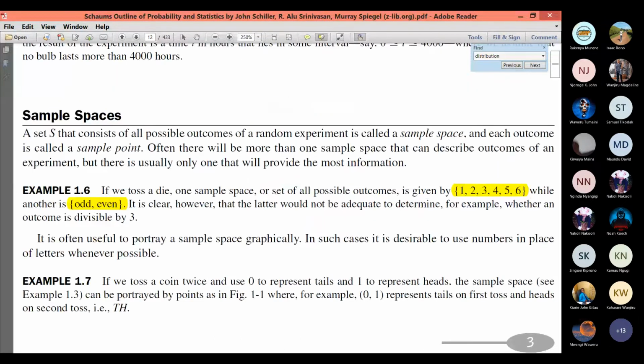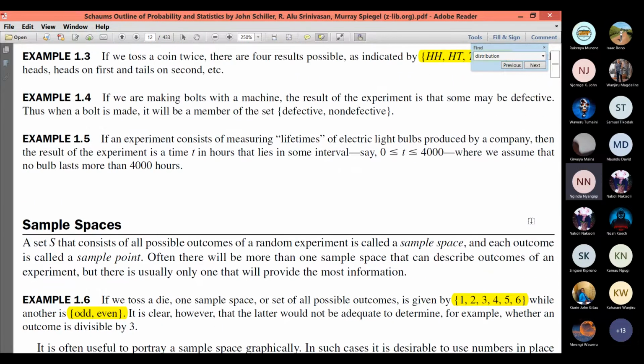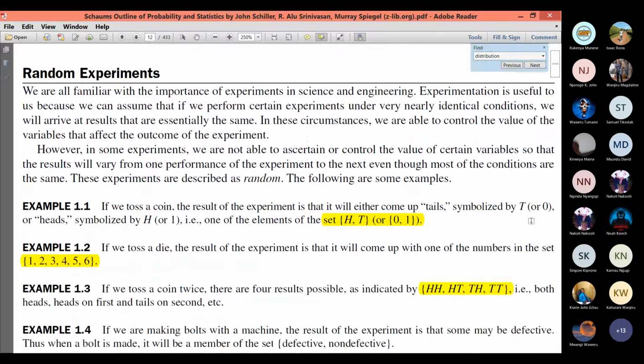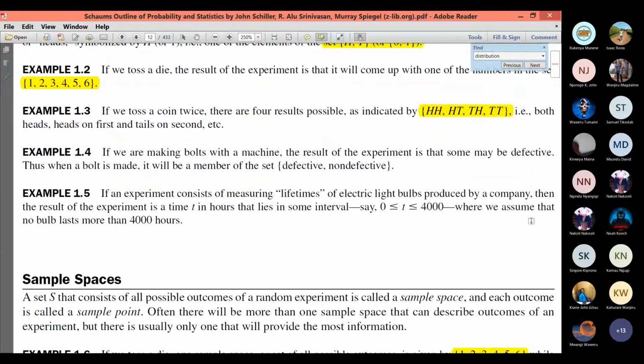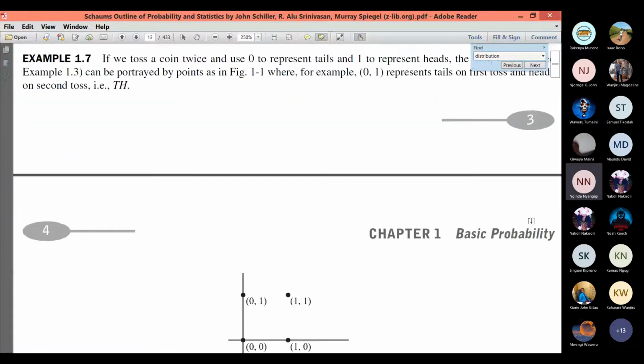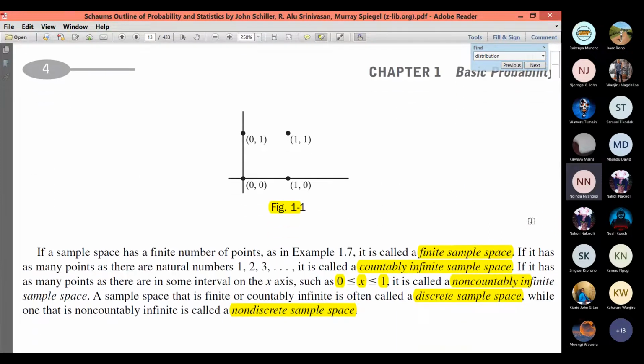Ama ni mimi nilikuwa nimesema vibaya? I'm getting confused juu hapa hivi kwa discrete sample you've said a sample space that is finite or countably infinite is called discrete. I don't know where I've said that. Let me just take you to where I think I mentioned something like that. Yeah, I think this is where I told you.